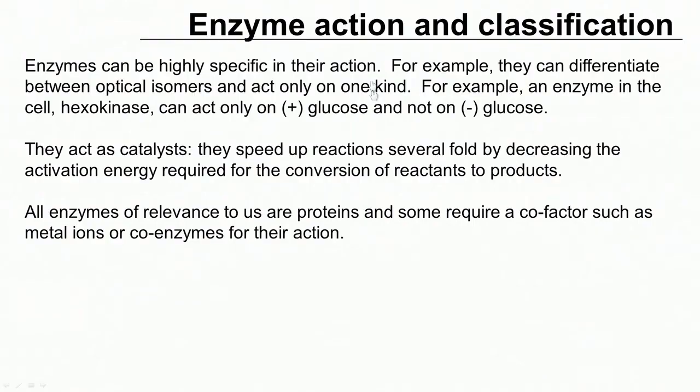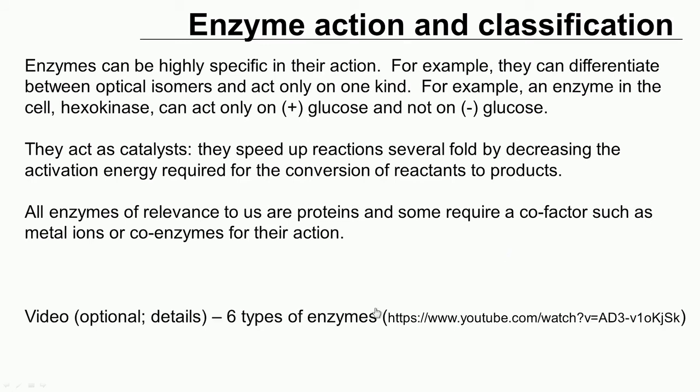The enzymes may not be active in the absence of these cofactors, which could just be a metal ion. Okay. Manganese is one. This video, this is optional clearly. This gives you the 6 types that the enzymes are classified into in a standardized fashion. If you want, you can take a look at it. It is a lot of detail. If you are really interested, you can go and take a look at this.